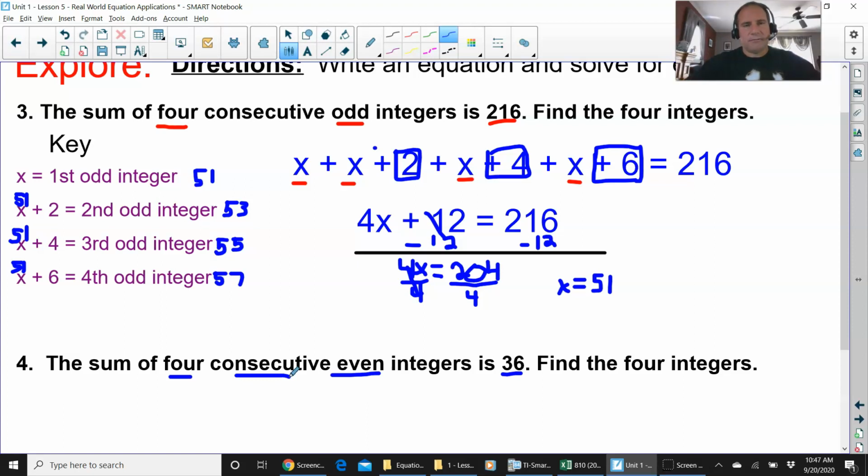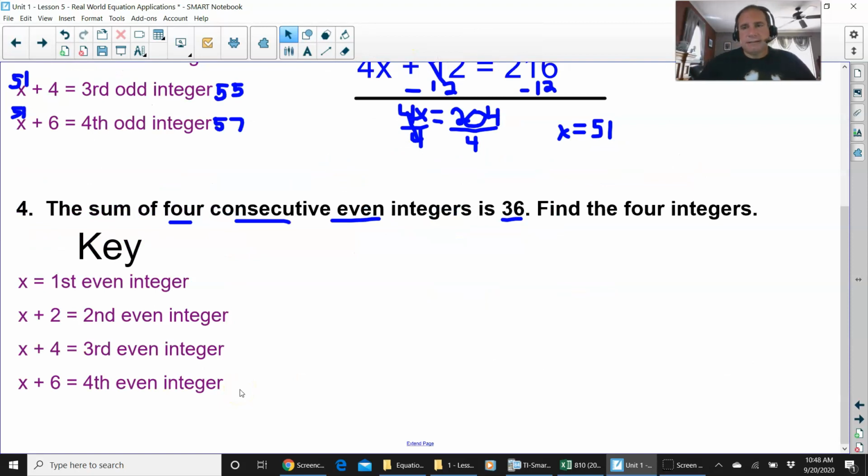Press pause now. All right, just wanted you to check to see if you did have the same key as me. Remember, the x now is going to be the first even integer. X plus 2 will get you to the second consecutive even integer. X plus 4 will get you to the third consecutive even integer. And x plus 6 will get you to that fourth consecutive even integer. All of that has to be equal to 36. Go ahead, add them all together, combine like terms, and then find the 4 consecutive even integers. All right, press pause and try it right now.